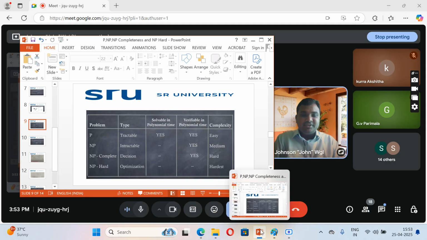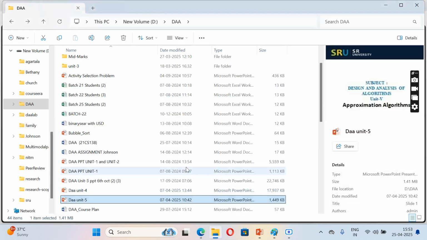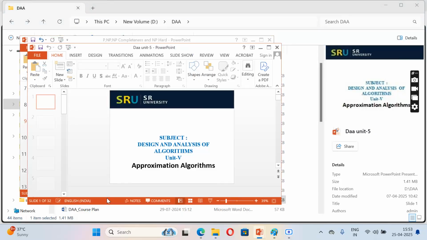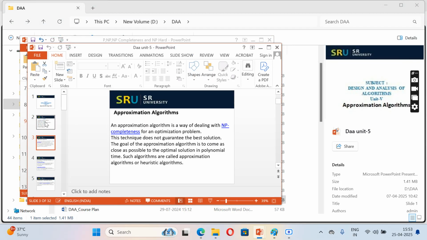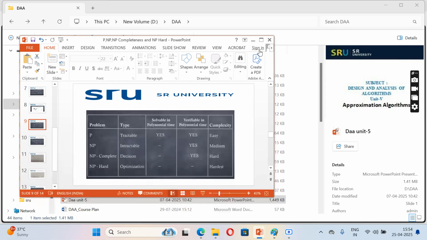Then you can see this one, approximation algorithms. Then approximation algorithm is always dealing with NP completeness for an optimization problem. This technique does not guarantee the best solution. The goal of the optimization algorithm is to come as close as possible to the optimal solution, means nearby the optimal solution.